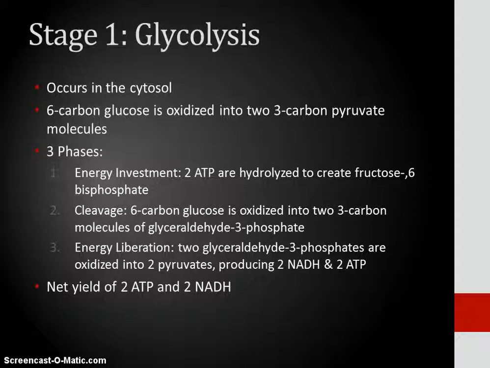And glycolysis occurs in 3 phases. The first phase is the energy investment phase, when 2 ATP are hydrolyzed to create fructose 6-bisphosphate. The second phase is the cleavage phase, when a 6-carbon glucose is oxidized into two 3-carbon molecules of glyceraldehyde 3-phosphate. And finally is the energy liberation phase, when 2 glyceraldehyde 3-phosphates are oxidized into 2 pyruvates, producing 2 NADH and 2 ATP as a result. So the net yield of glycolysis is 2 ATP and 2 NADH.